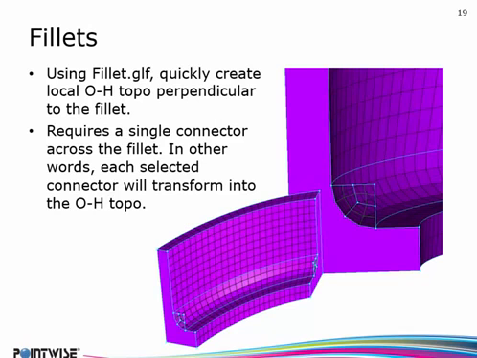So there's a script that we have available on our scripting exchange, and I have a slide at the end of this section that gives you the URL for our script exchange, our script depot. You can use the script called fillet.glf, and you can select connectors that we already have on our geometry. Essentially what it'll do is split the connector and then offset from it a little bit of topology that allows you to quickly create an OH style of topology. It requires a single connector to be used. In other words, every connector that you select is going to be transformed into this type of topology.